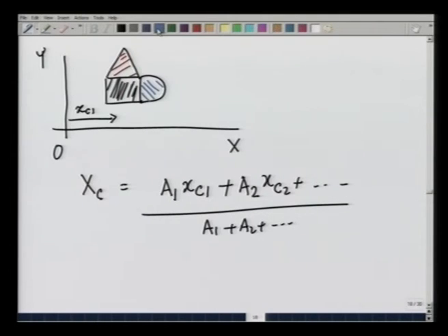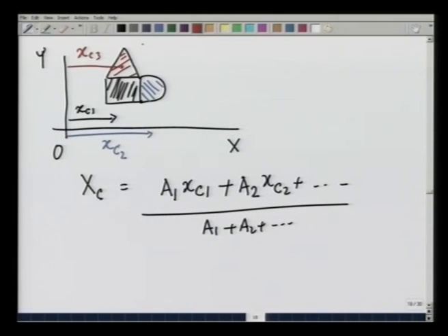Similarly, if I take the semicircle to be area 2, then x c 2 is also known, because we already calculated it, and x c 3 for the triangle is also known. I also know the formula for these 3 shapes, and therefore can easily calculate the centroid for the entire system.